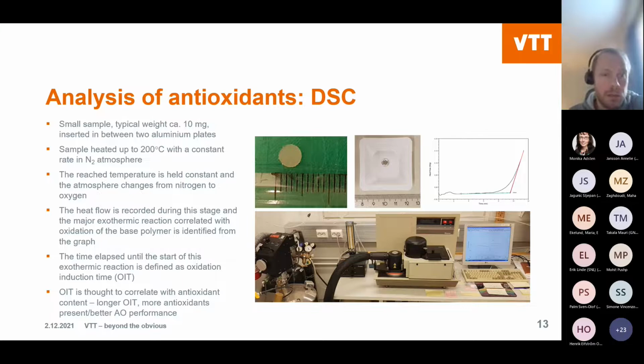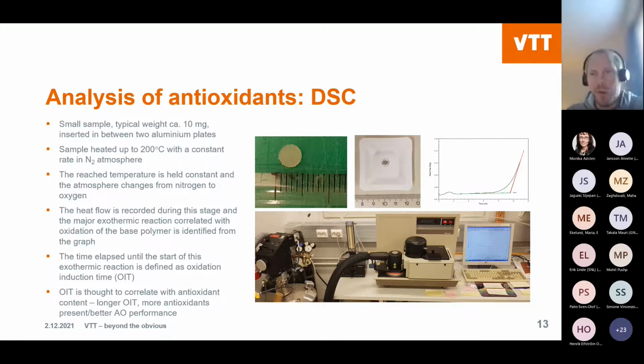And the temperature is held constant, and the atmosphere changes from nitrogen to oxygen, and then the heat flow is recorded during this stage. The major exothermic reaction that we can see from the data is correlated to the oxidation of the base polymer. So when the oxidation of this base polymer starts, we can measure the time until that point, and we call that time the oxidation induction time.